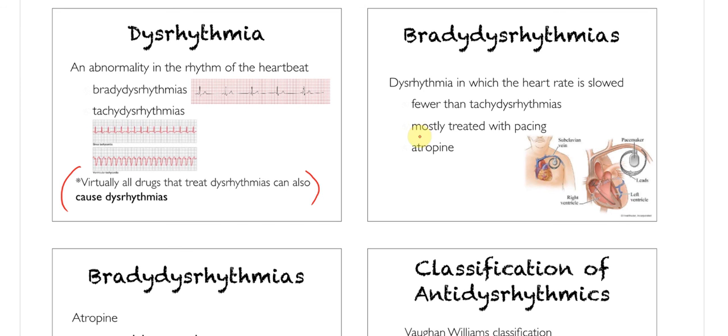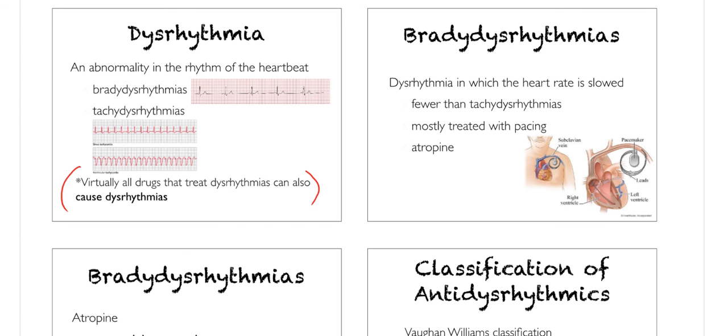Most of the time, these are treated with pacing. We can give atropine short term to try to amp up their heart rate. In times of emergencies, we may give dopamine, epinephrine, or norepinephrine. There are a number of medications we can give to try to amp up the heart rate and contractility for someone who is brady. Most of the time, those are more emergent medications.